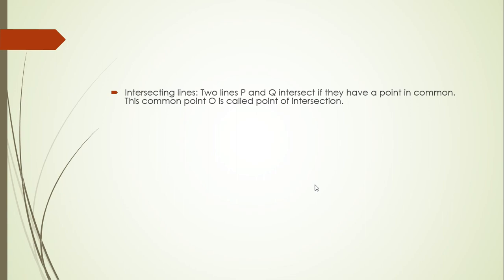Intersecting lines. Two lines P and Q intersect if they have a common point. This common point O, you can see, is a point of intersection. You can see the picture. Here P and Q are two lines and O is called the point of intersection.